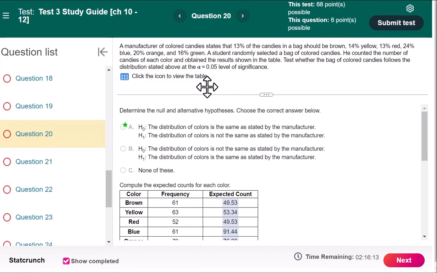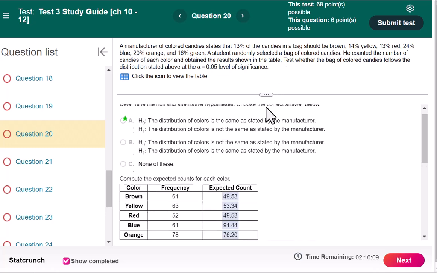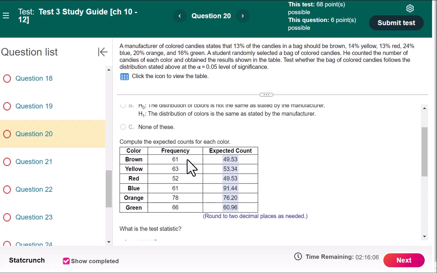So how many candies do we have all together? We need the total here. So you just add them up. 61, 63, that's 124, 126, and 50, 176, 177, 237, 307, 315, 375, 381. So you have 381.